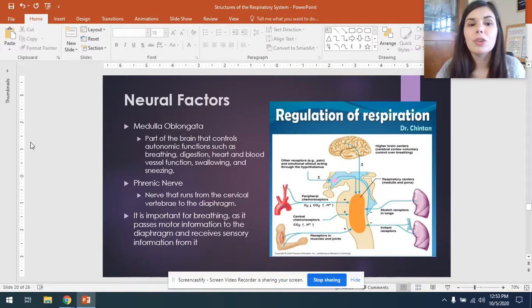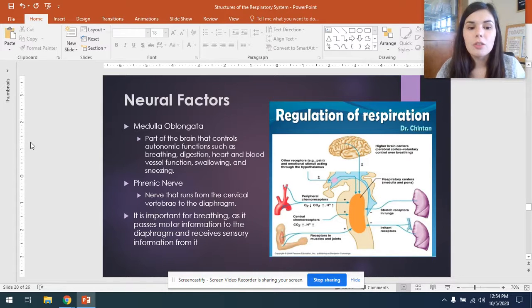Now, as we talk about the neural factors related to the respiratory system, the main 2 points that I want to mention are the medulla oblongata, which you've probably heard of before, and your phrenic nerve. Your medulla oblongata is that part of the brain that actually controls autonomic functions such as breathing, digestion, heart and blood vessel function, swallowing, and sneezing. All things that we don't think about, they just do them on their own. That is part of your autonomic system.